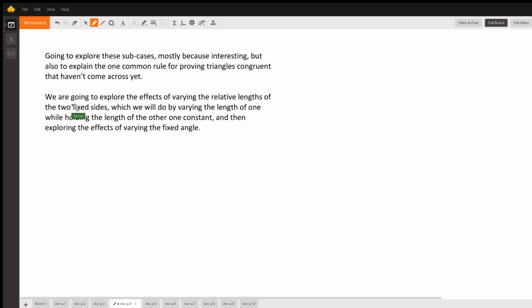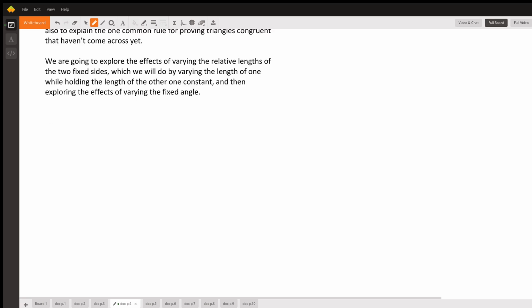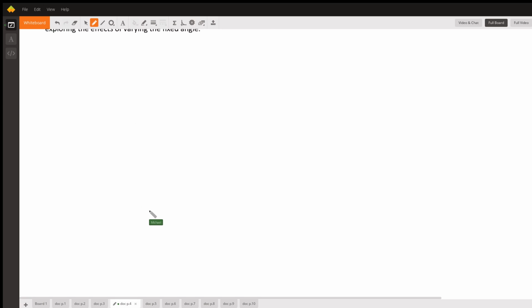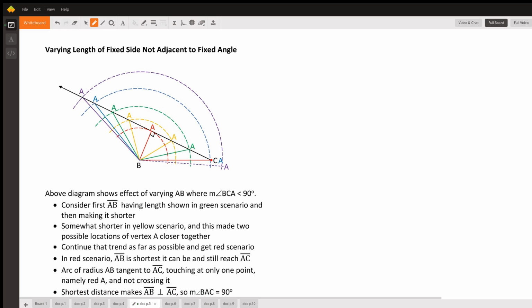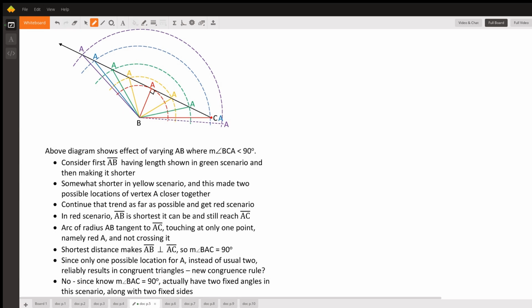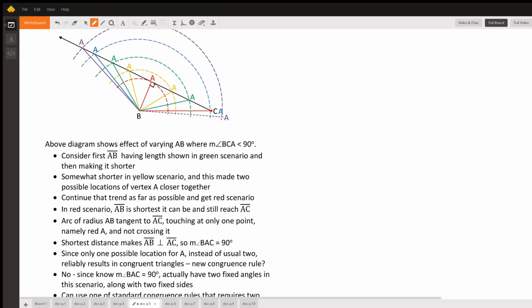So we're going to explore the effects of varying the relative lengths of the two fixed sides, which we'll do by varying the length of one while holding the length of the other one constant, and then exploring the effects of varying the fixed angle. So we're going to vary the length of the fixed side not adjacent to the fixed angle. And in this diagram, we're going to consider first having the side with the length shown in the green scenario, which is like what we just saw before, and then making it shorter.